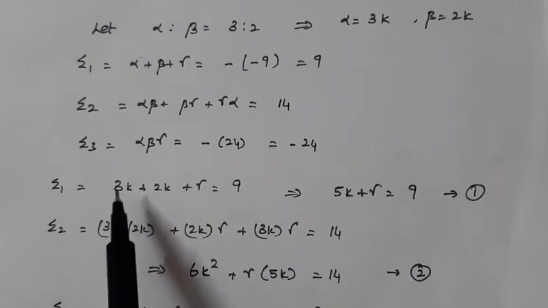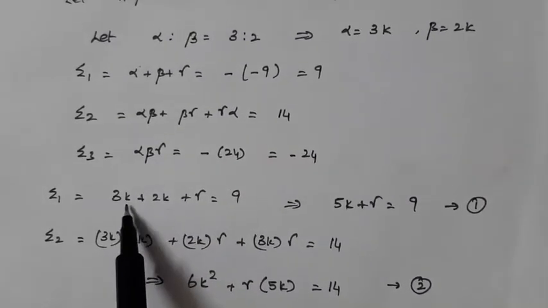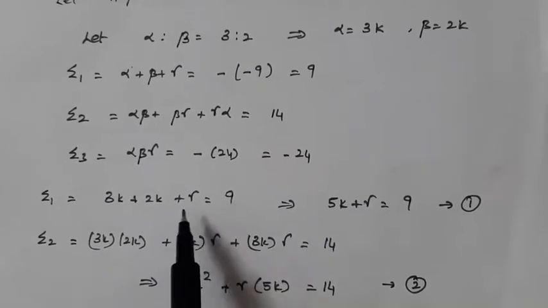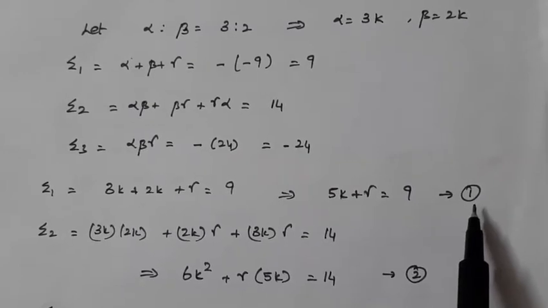So let us substitute alpha as 3k and beta as 2k in sigma 1. So we have 3k plus 2k plus gamma is equal to 9, or 5k plus gamma is equal to 9. Let it be the first equation.